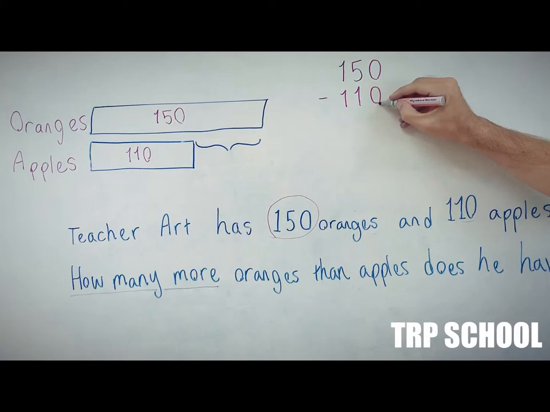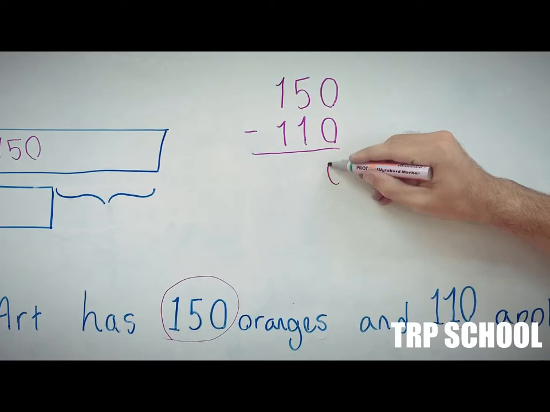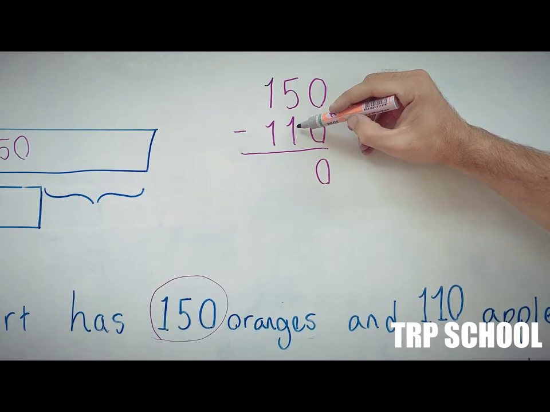Of course, we start in the ones place as usual. In this case, we have nothing in our ones place, so I'm going to bring my zero down here. Now, we can move on to our tens place, right here. Since we have 5, we're taking away 1. 5 take away 1 gives us 4.